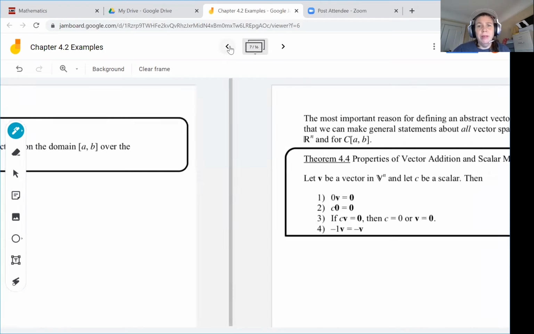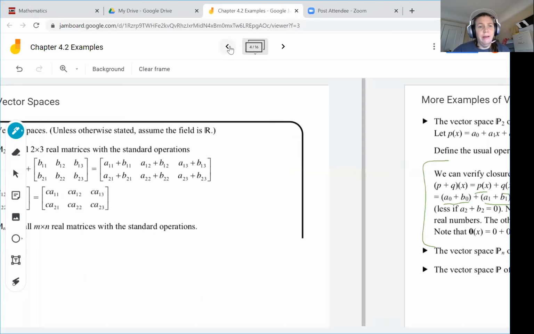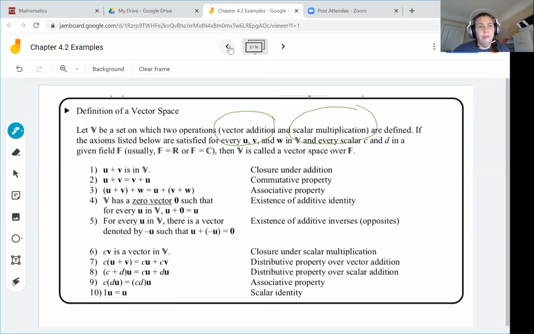So here are the 10 axioms that I am referring to, back from the definition of the vector space. If you want to verify something is a vector space, you check all of these definition properties, all 10 axioms, as we say.